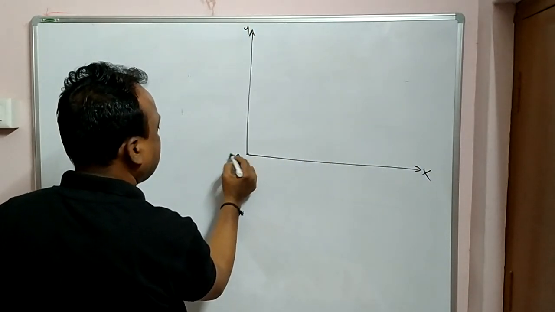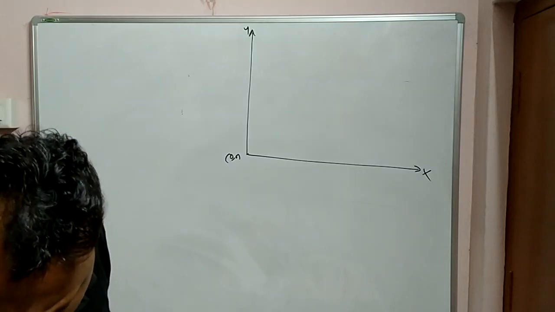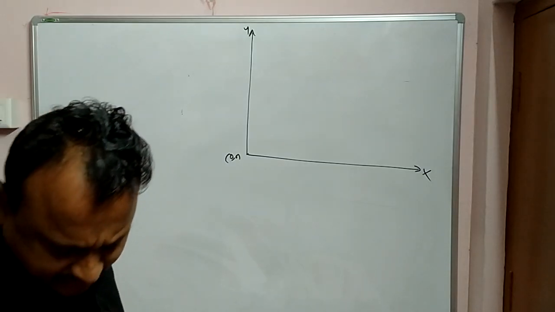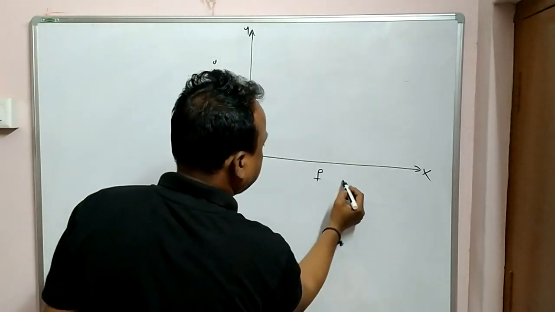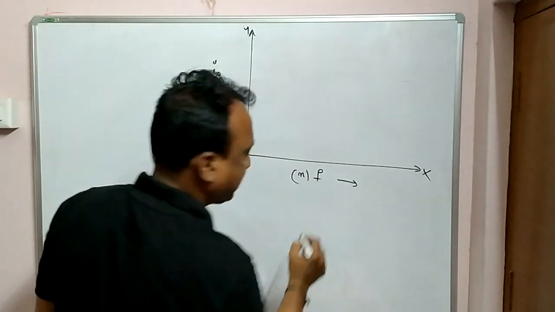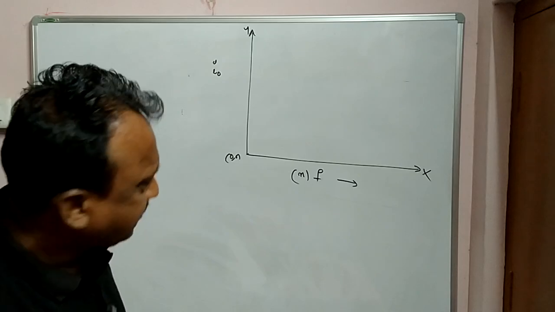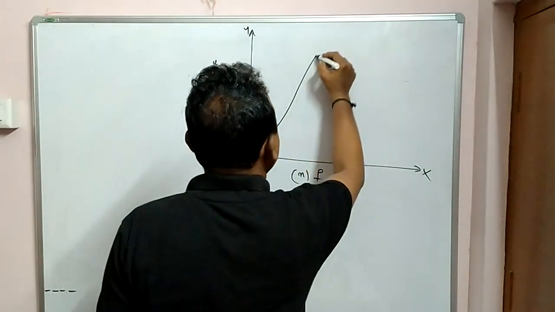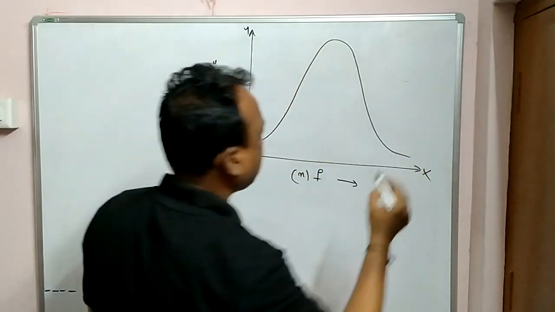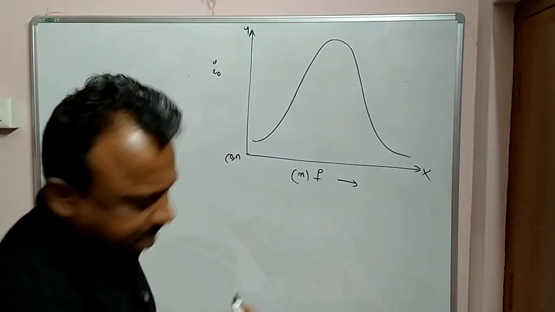Origin. Now if you observe carefully, current versus frequency. N or F, frequency, same thing. Okay, frequency you can use N and F. Now if you observe this graph, the graph will be like a mountain.